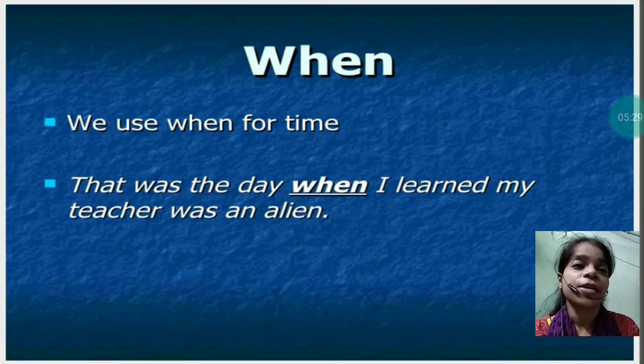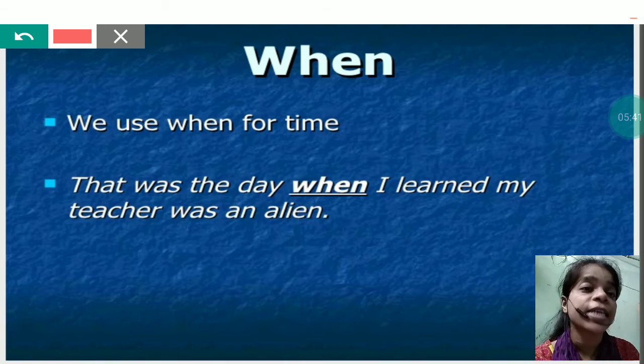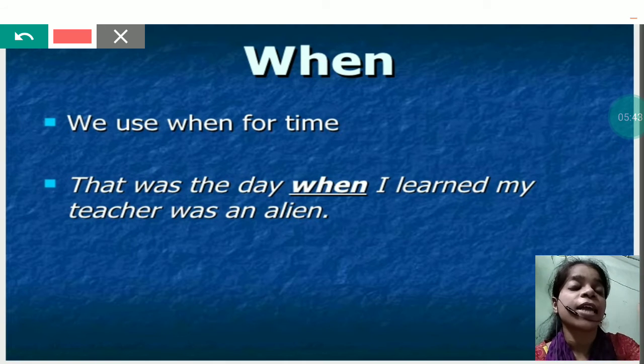Next one is when. When is used for time. So it denotes the relation between the time and the information. Means it tells us that the information provided is related to that time only.